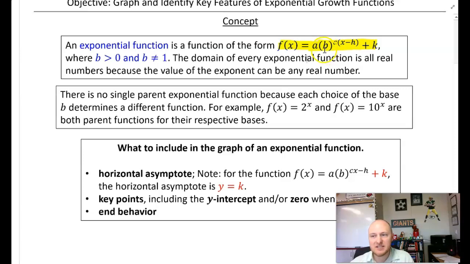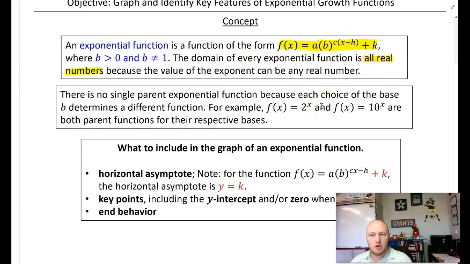Now b here, this is the base of our function. That's always going to be a constant value bigger than 0. It has to be positive. It cannot be negative, and it cannot be equal to 1. Okay, so the domain of every exponential function is all real numbers. I can plug in anything into these functions because an exponent can be any real number. There's no limitations on what x values can be.